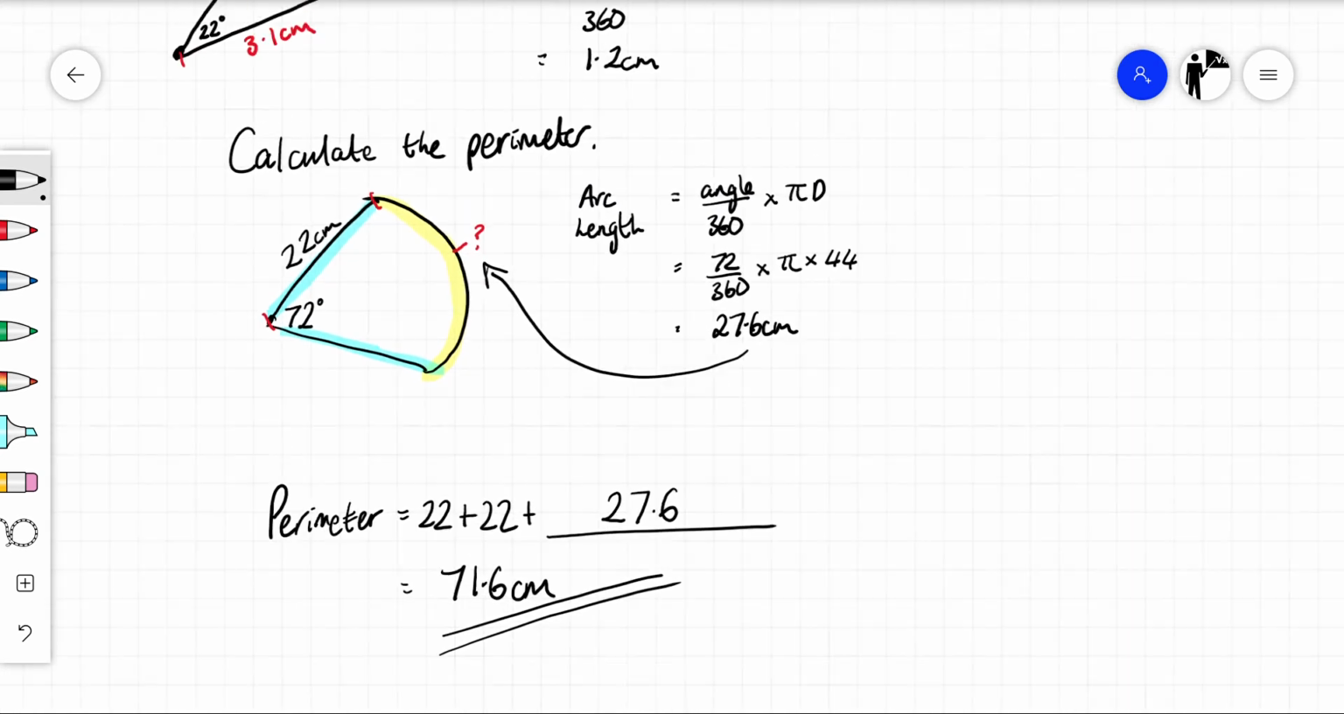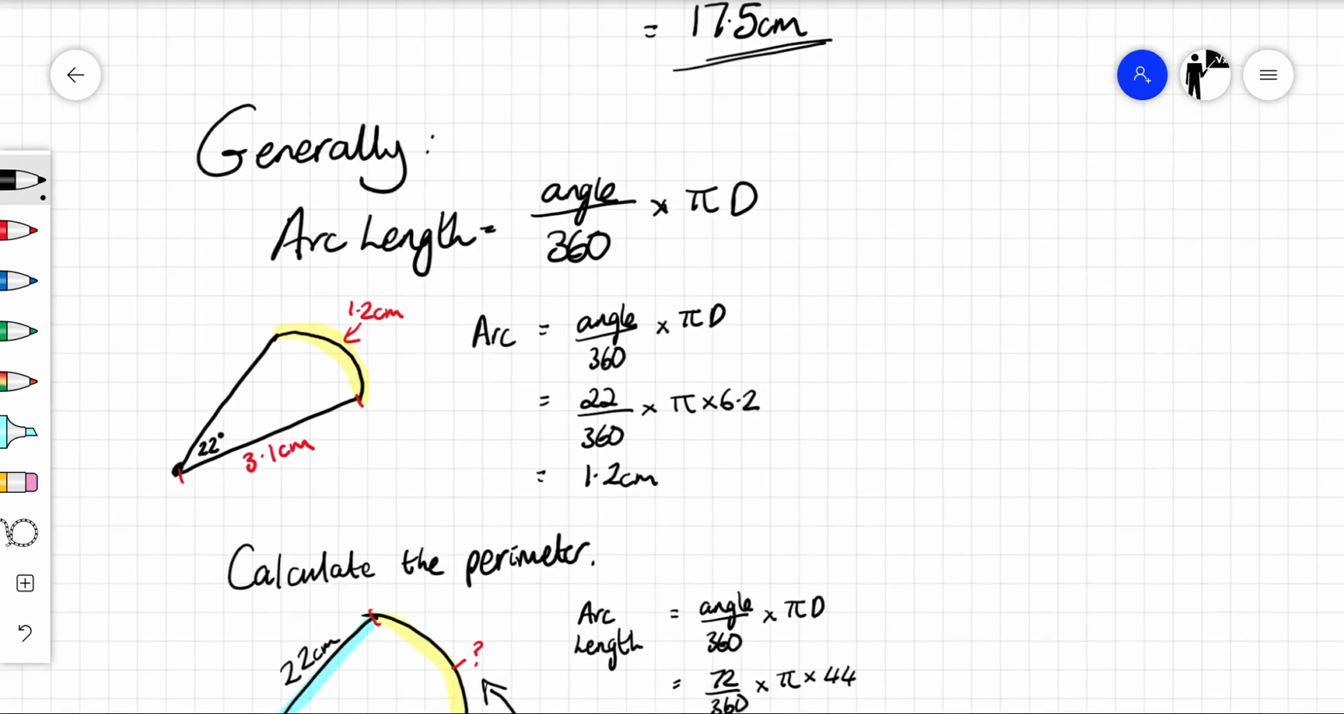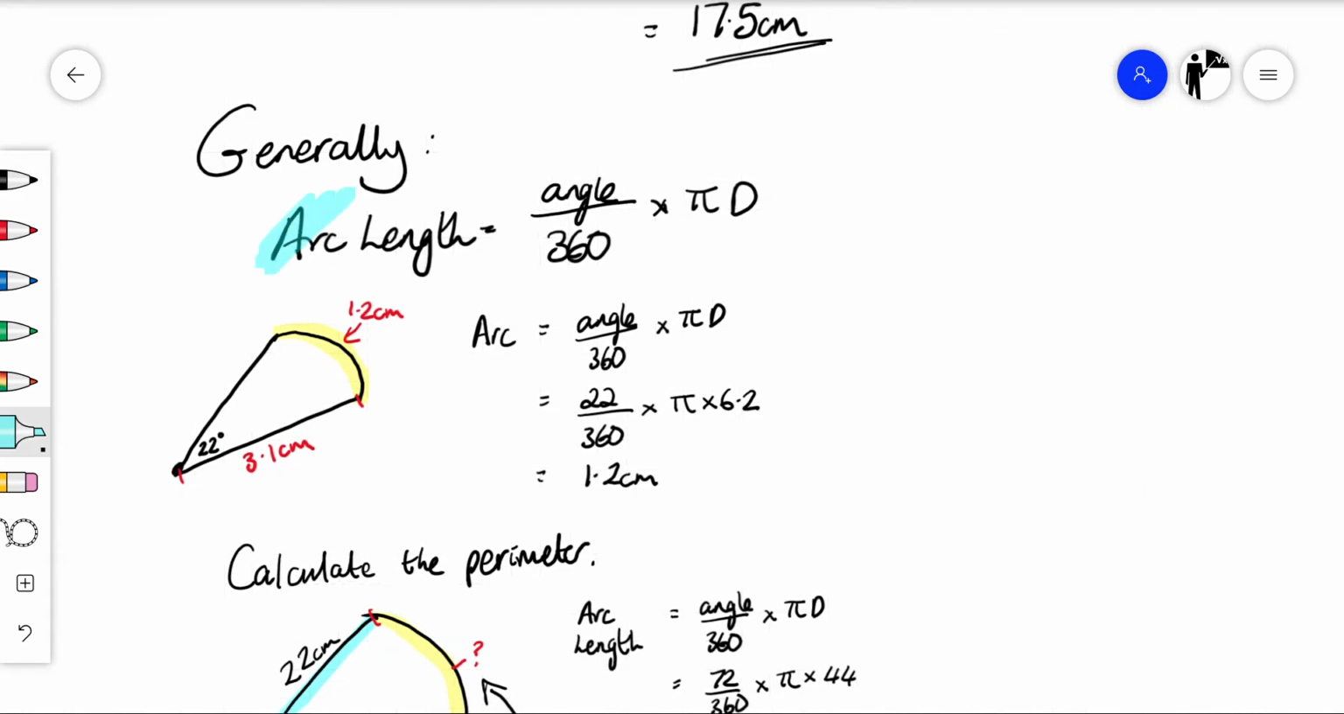The most important thing that you need to be able to do is know this formula, and more importantly, identify when to use this formula, because we're going to be looking at a mixture of different skills quite soon.